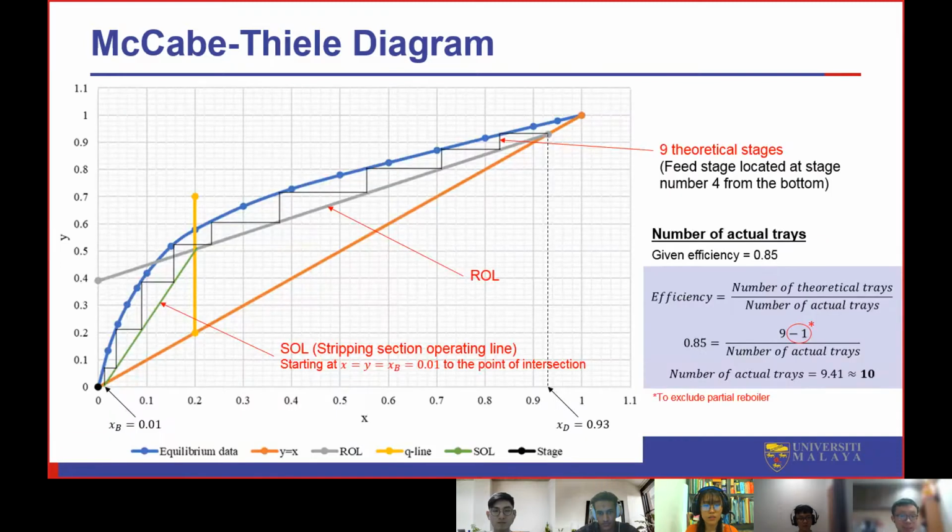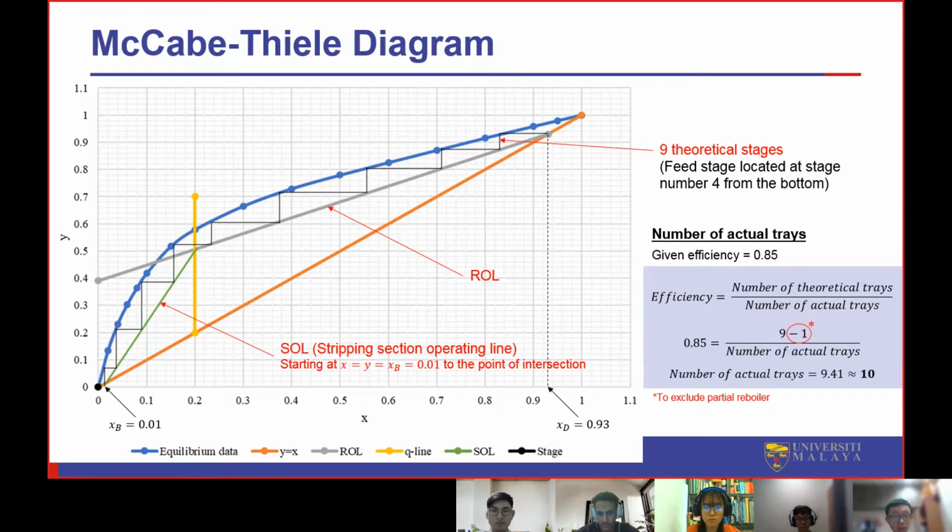The stripping section operating line is drawn from x equals xb to the point of intersection between the Q line and RL. Now we can start counting the number of stages from x equals xb to x equals xd. In total, there are 9 theoretical stages, including the partial reboiler. The feed stage is located at stage number 4 from the bottom. Given column efficiency equals 0.85, we obtain the number of actual trays equals 10.